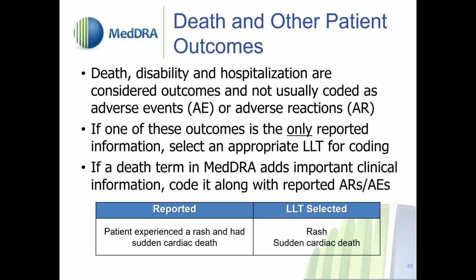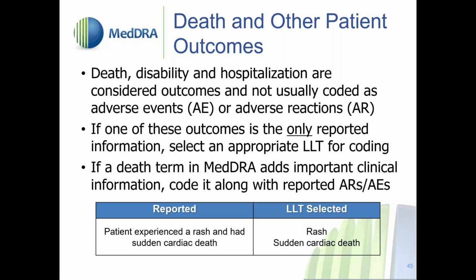However, sometimes that outcome may be the only reported information, and in that case, you do want to code it. You don't want to lose that information. We have a lot of death terms in our general SOC. But sometimes the outcome, even though it is reported with clinical information, gives you important details. So the example here is the patient experienced a rash and had sudden cardiac death. That outcome of sudden cardiac death is more than just standalone death. It's giving us a clinical bit of detail about that death. It's a specific kind of death.